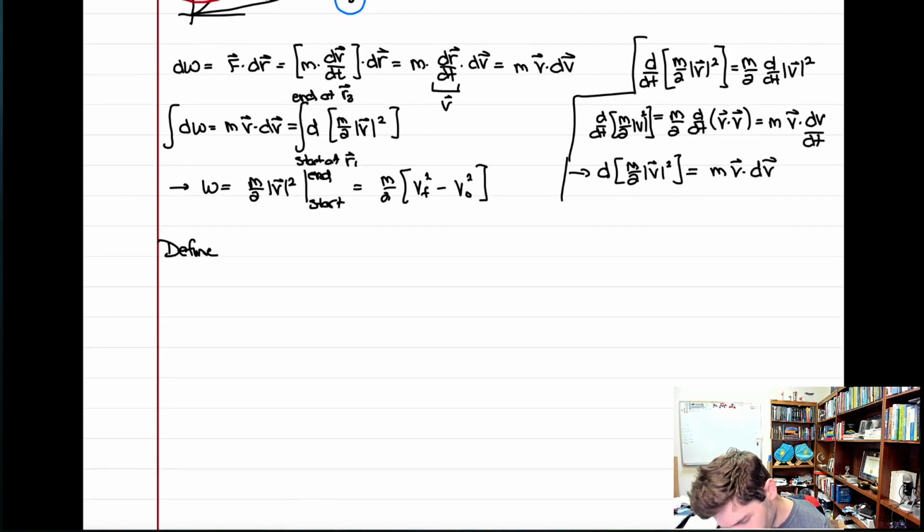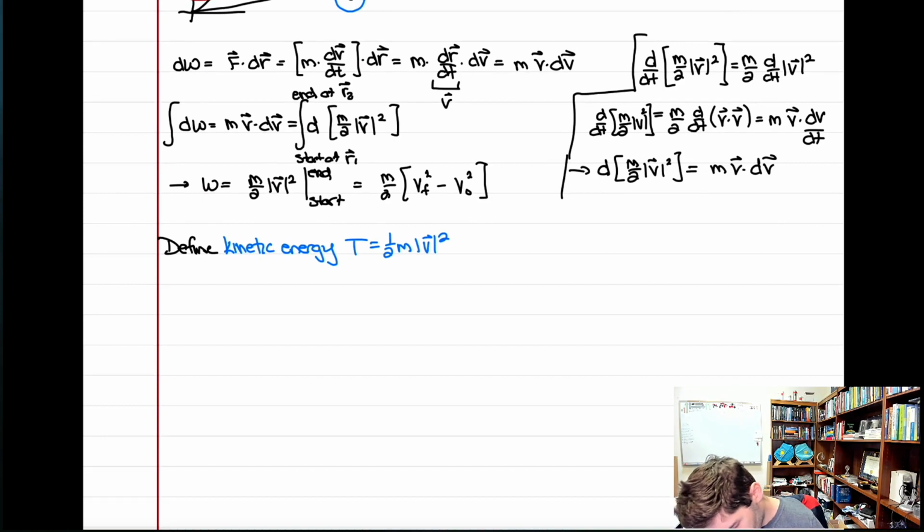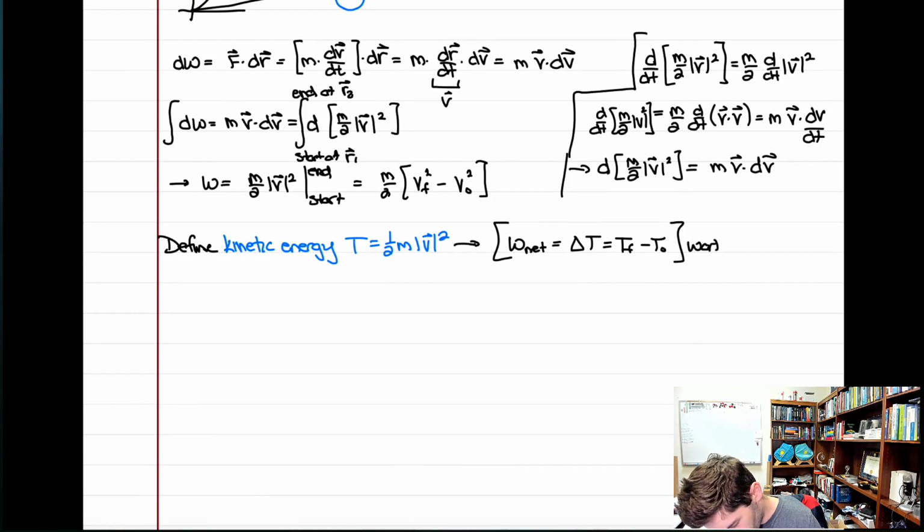So then if we define kinetic energy, T, as 1/2 mv squared, scalar v squared, then we get the work energy theorem, which says that the total work done on an object, or really the net work for a given force, is equal to the change in kinetic energy, or the kinetic energy final minus kinetic energy initial. And this is what's called the work energy theorem.